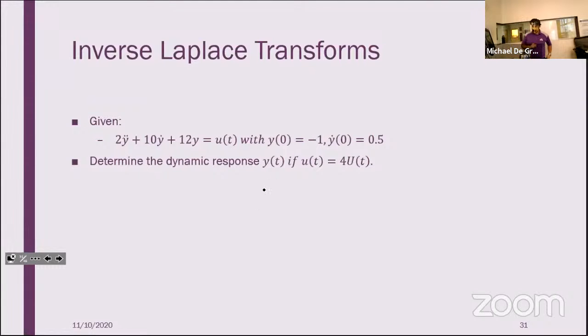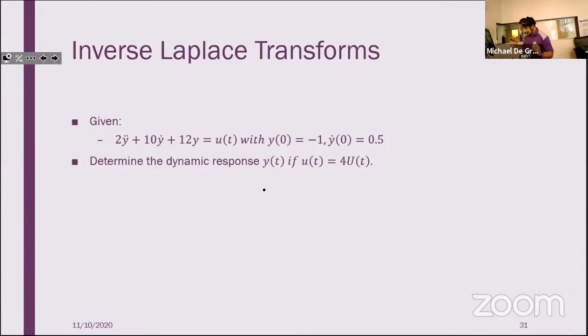Okay. This will probably be the last thing that we end up doing. So imagine I'm given this second order system with initial conditions as follows: 2y double dot plus 10y dot plus 12y is equal to u of t, where y of 0 is -1, and y dot of 0 is 0.5. And I want to determine the dynamic response y of t if u of t is 4 times the unit step, so a step of 4. Okay. So where do we start?